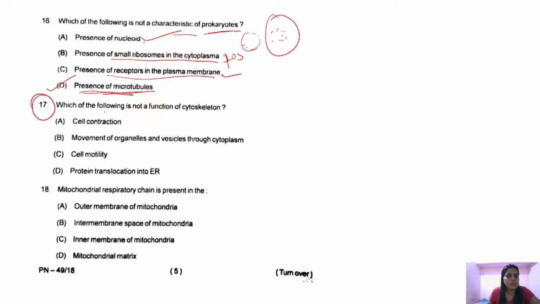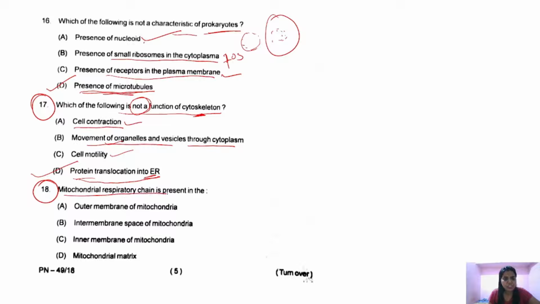Question number 17. Which of the following is not a function of cytoskeleton? Let's see. Option A, cell contraction. Yes, cell contraction is only possible because of the cytoskeleton itself. Like movement of organelles and vesicles through cytoplasm. Yes, this is also a function. Cell motility. Yes, this is also a function. Protein translocation into endoplasmic reticulum. So the question is asking for what is not a function. The right option for this would be option number D. Next question, question number 18.